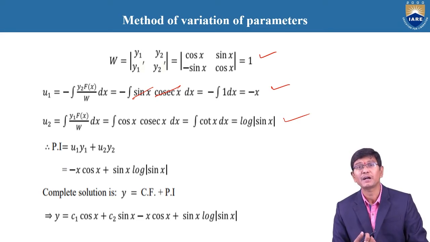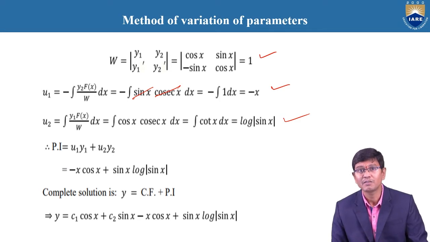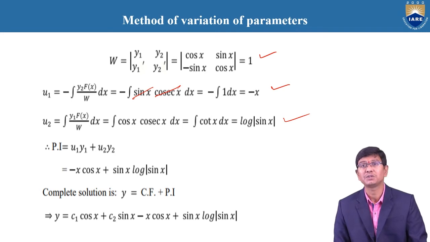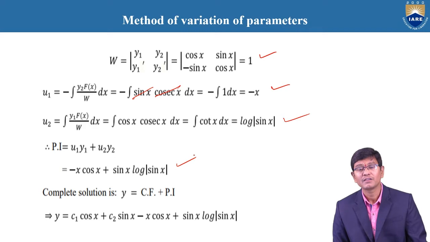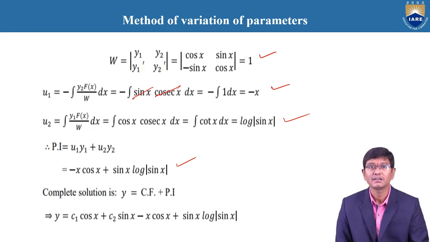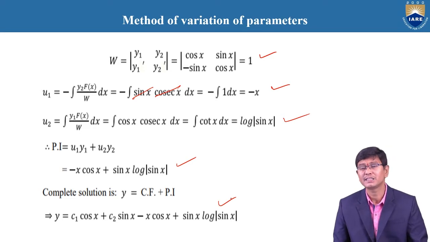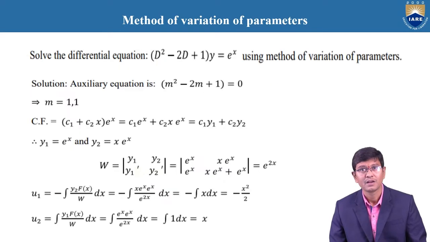Therefore, with the help of the method of variation of parameters, the particular integral is u1 into y1 plus u2 into y2, which is minus x into cos x plus sin x into log modulus of sin x. Now we write the complete solution of the given differential equation: the complementary function plus the particular integral, which is c1 cos x plus c2 sin x minus x cos x plus sin x log modulus of sin x.